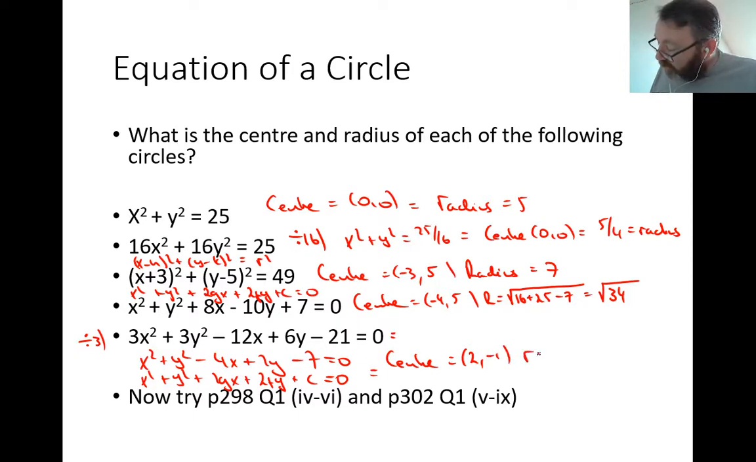And again, the radius is equal to the square root of both of these squared. 2 squared is 4, 1 squared is 1, minus the final constant, which is minus 7, which is plus 7, giving me the square root of 12. And again, leave it as the square root of 12. So the centre is 2, minus 1, and the radius is root 12.